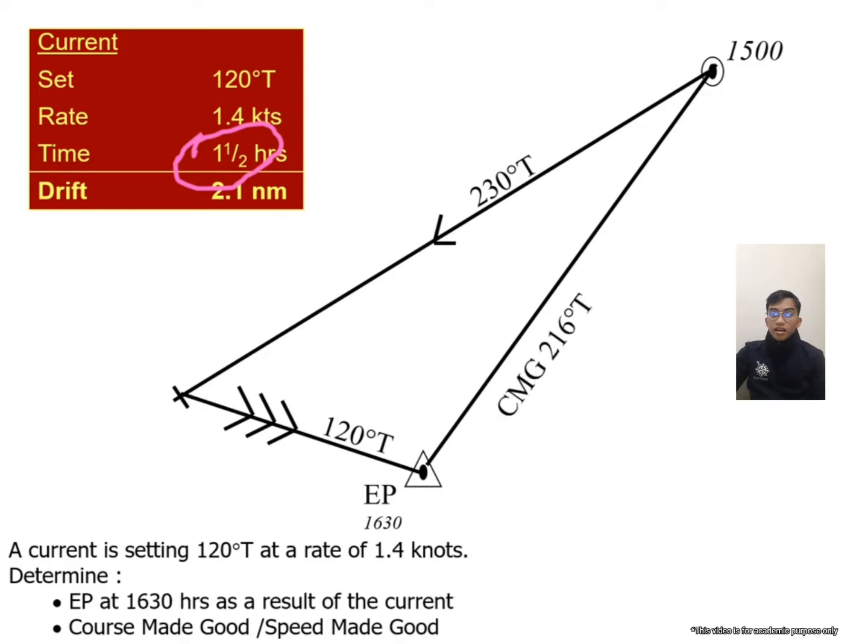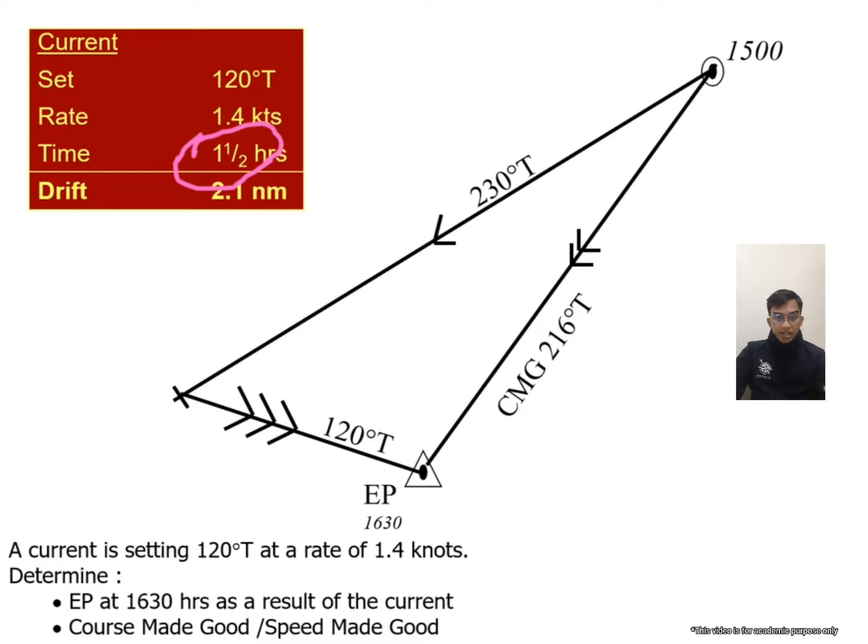So the time of steaming was 1.5 hours, and based on the current rate, the drift is 2.1 nautical miles. At the end of the 2.1 nautical miles on your current vector is your estimated position. The estimated position is denoted by a triangle with a dot in the middle, and that is more accurate than the dead reckoning position because it takes into account the effects of current.